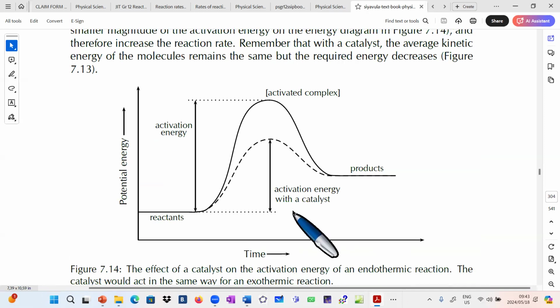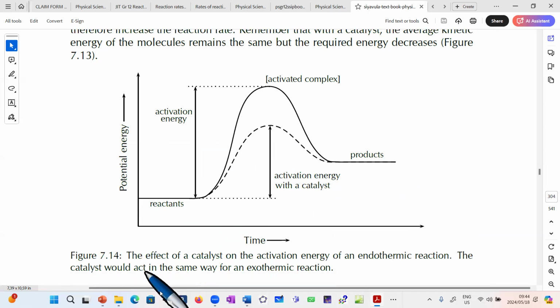Okay, let's look at this one where you have the activation energy with the catalyst. The activation energy with the catalyst is reduced, but the activated complex is higher. The activation energy can be seen here. The reactants can be seen. The reactant energy is at this level, and the product energy is much higher when the reactant energy is much lower. Right, so the effect of the catalyst on the activation energy of an endothermic reaction.